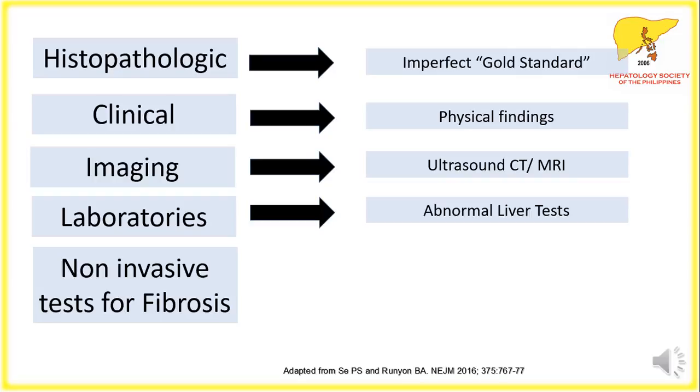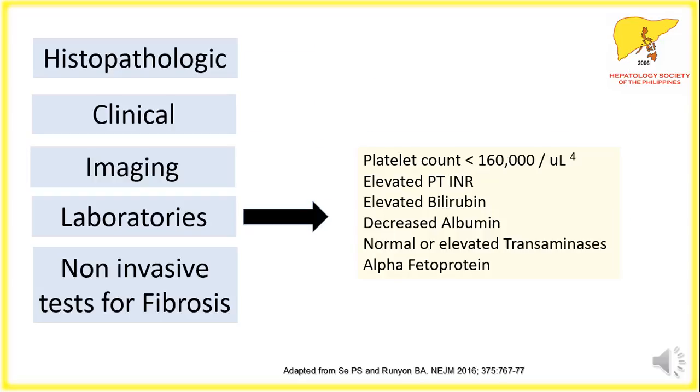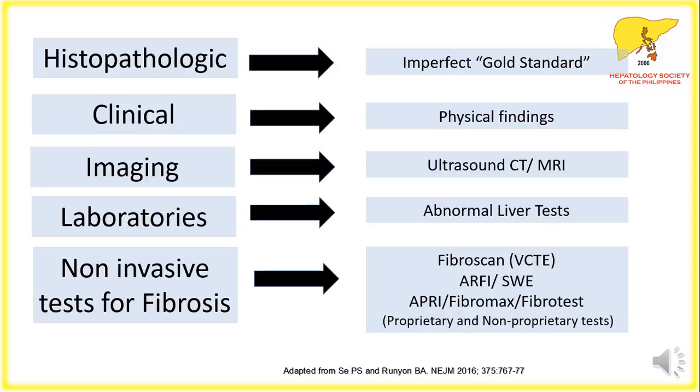Imaging findings of cirrhosis can be used in conjunction with abnormal blood tests. Abnormal liver blood tests can include thrombocytopenia, increased protime, increased bilirubin, and decreased albumin, which may be markers for hepatic insufficiency. Note that normal transaminases do not exclude the diagnosis of liver cirrhosis.